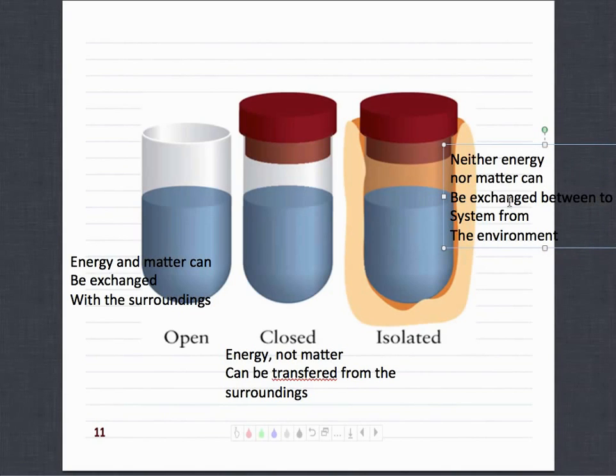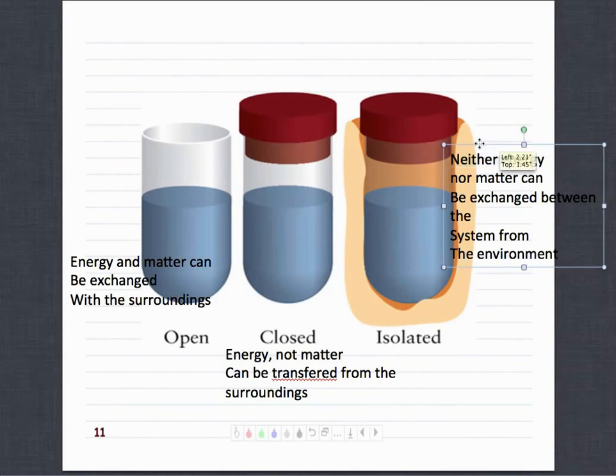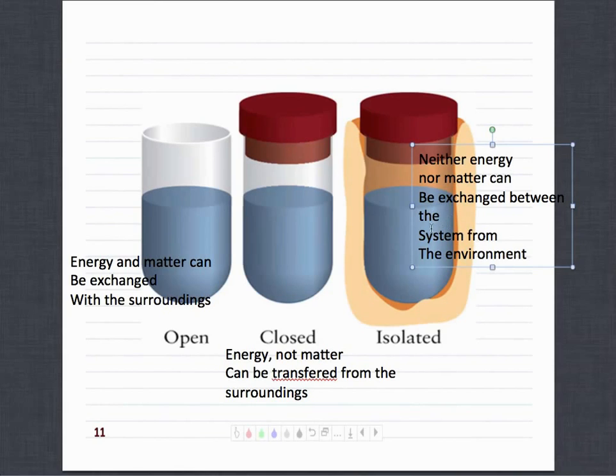And probably by Friday, we're going to show you those two systems, both calorimeters, the bomb calorimeter and the calorimeter. So the isolated system does not exchange matter or energy.